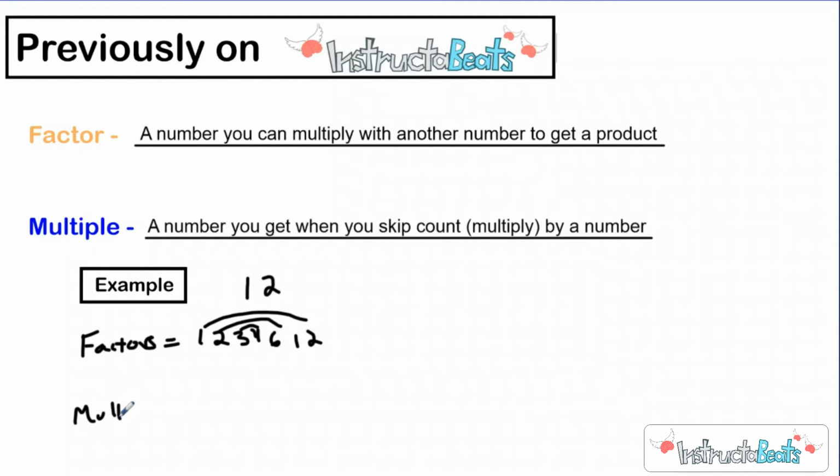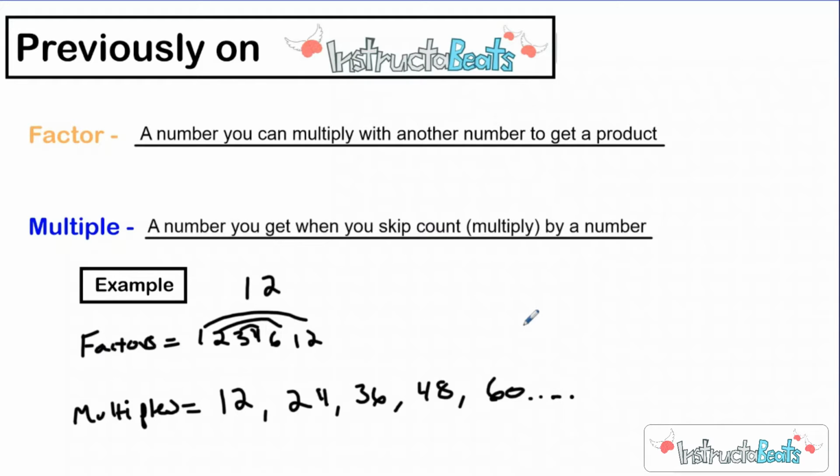Now multiples of 12 are going to be numbers that we can use 12 and multiply or skip count and land on. So our first one would be 12. That'd be 12 times 1, right? Then 24, 36, 48, 60, and the list can go on. Matter of fact, you can go on forever for multiples. So I just wanted to spend some time there, make sure we understood what a factor was and what a multiple was. And if you need extra help on that, check out our other videos.